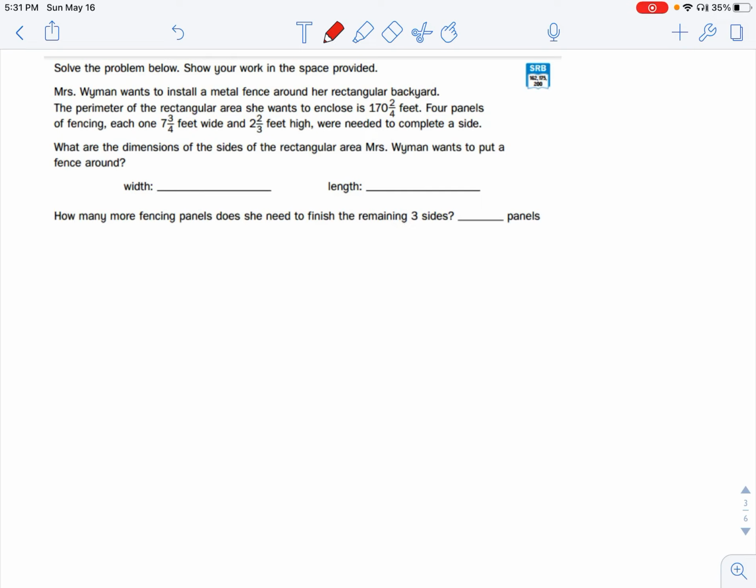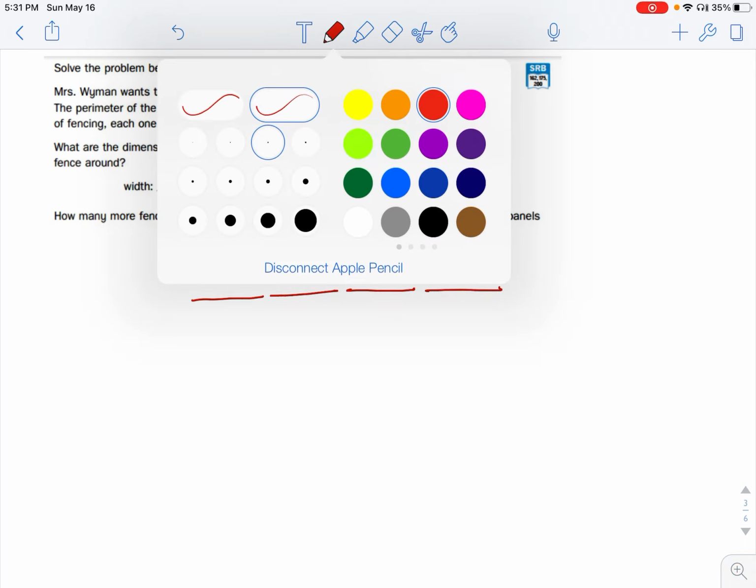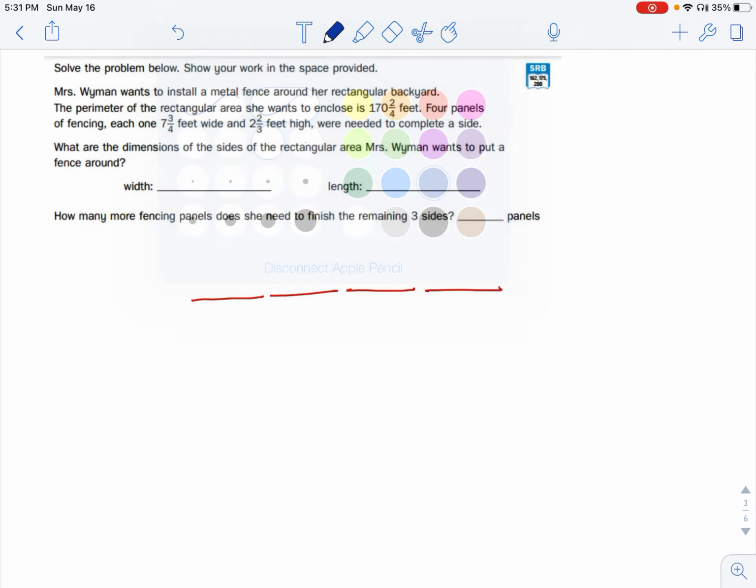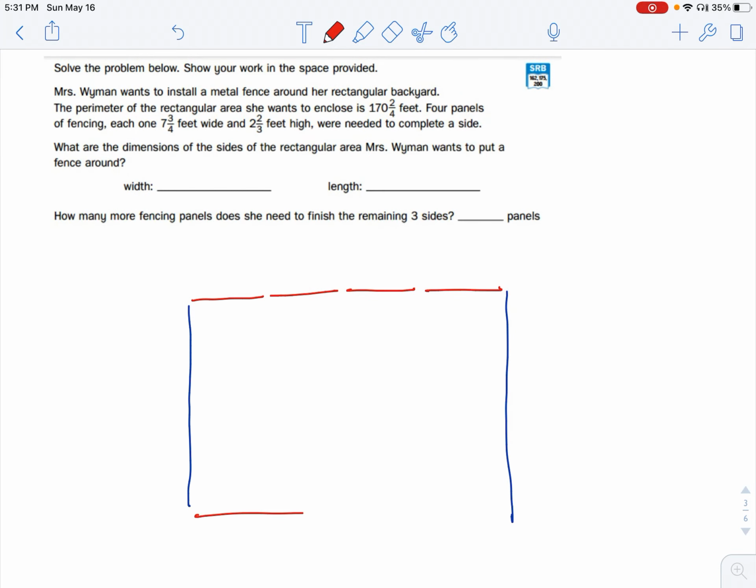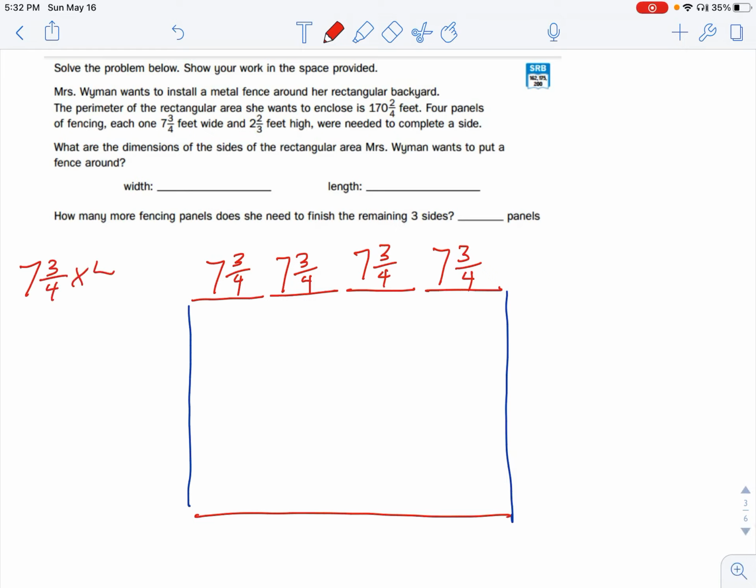If I had these 4 panels together, right? 1, 2, 3, 4. Those are going to be one side of her fence. Then we know that's the width, and then there's some length of her fence, and that's going to be on both sides, and then the width will match on this side because it's a rectangle. Okay, we know each of these panels was 7 3/4. So now can you figure out the total width of this side? If you said 7 3/4 times 4, you are correct, right?